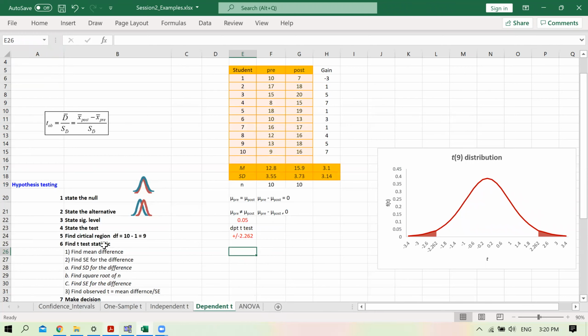To calculate the observed value, we're going to use this formula. The t formula has the mean difference in the numerator and the standard error in the denominator. So we again compare the sample mean difference against the sampling error to see how large the difference is, whether it is larger than the standard error. We're going to calculate the mean difference first. The mean difference from the sample is actually just 3.1 here. So I can just write 3.1.